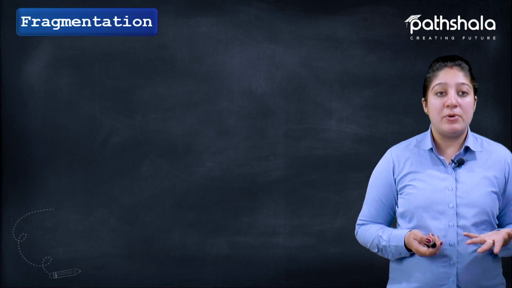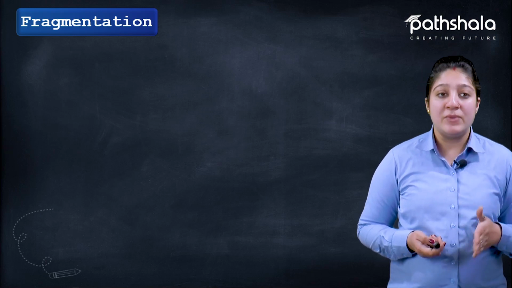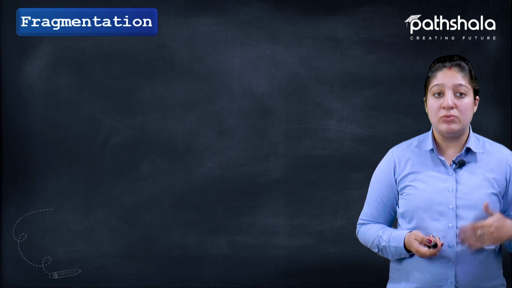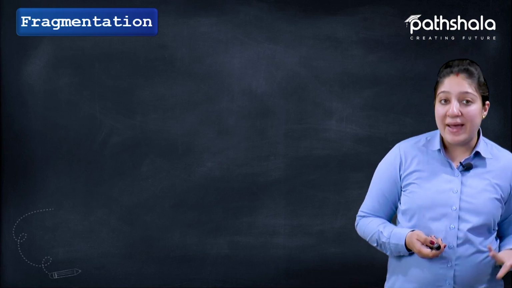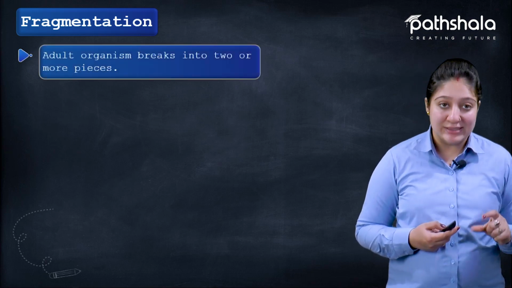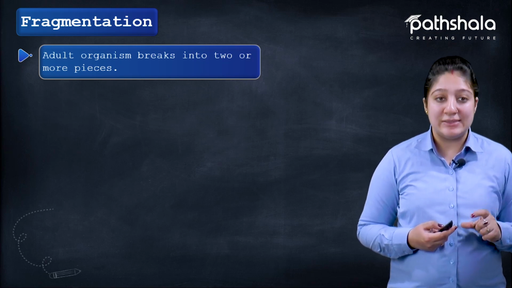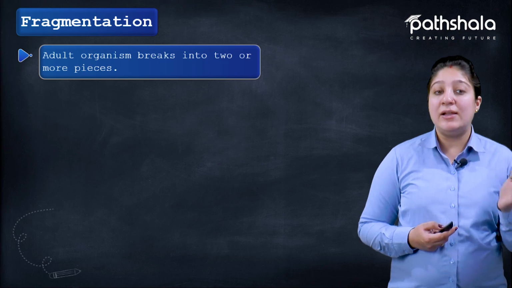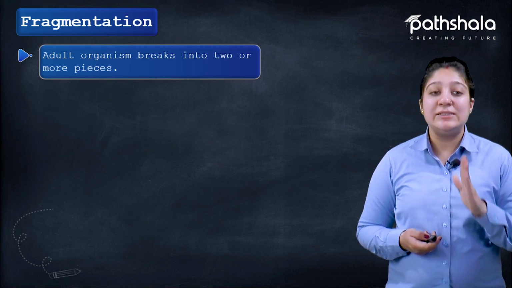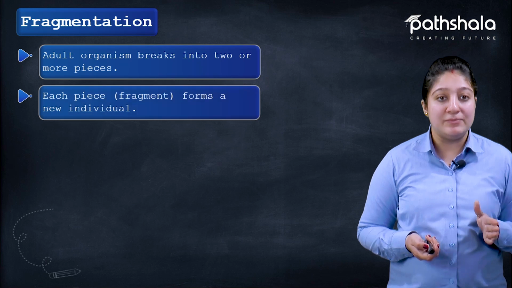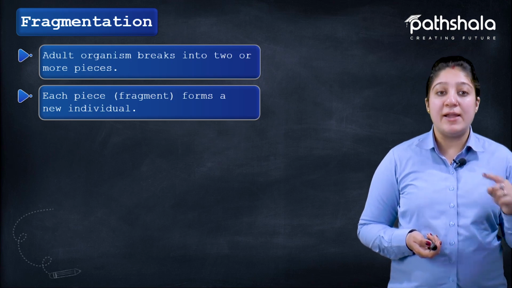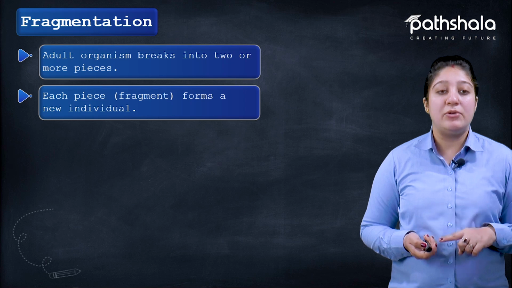The next type of asexual reproduction is fragmentation. The word itself says it: the parent forms the offspring by fragments. In this case, the adult organism breaks into two or more pieces, and once the adult is divided, the role of the adult goes off. Each and every piece develops into a new organism. If the organism is divided into three parts, all three parts properly grow into new organisms.